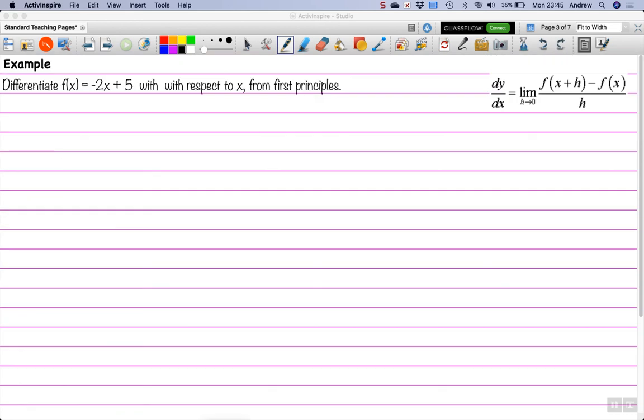The next example involves a negative x, and it's the same story as before. We're going to do f empty bracket, start off. So f empty bracket is equal to minus 2 empty bracket plus 5. What goes inside that empty bracket? Well, what goes inside that empty bracket is x plus h. So now we put in here x plus h.